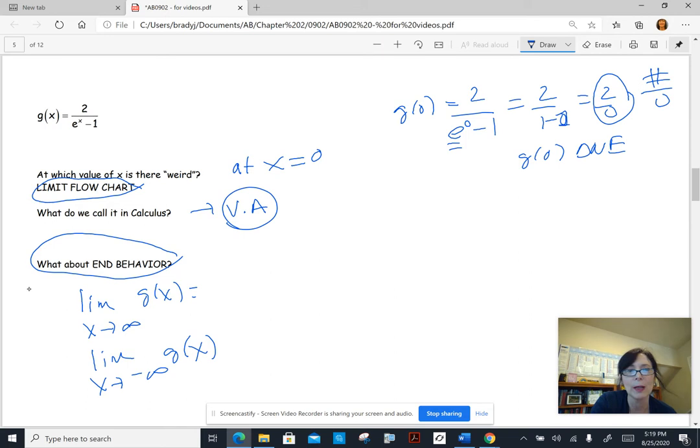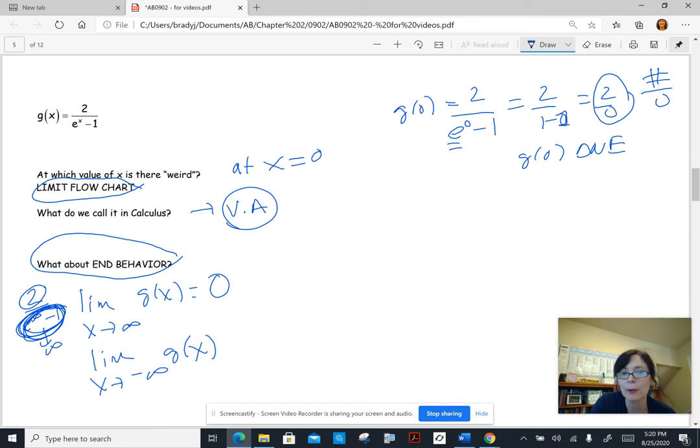If you think about infinity as some giant number, you would have e to some giant number minus 1. This is huge. So if the denominator is going to infinity and the numerator is a number, that's going to go to 0. You totally want to know that.